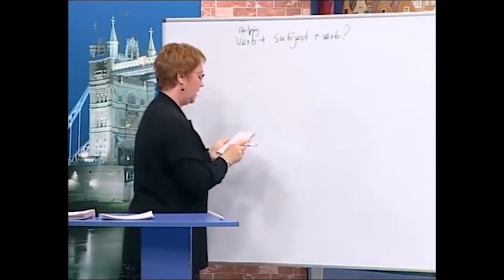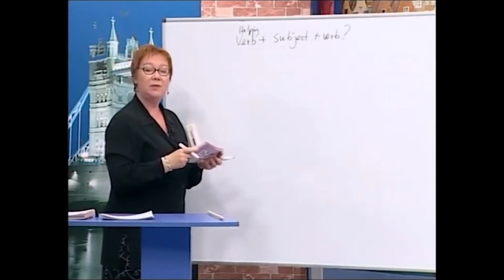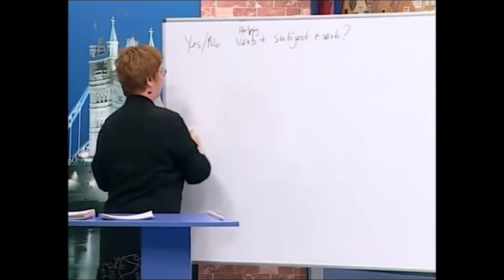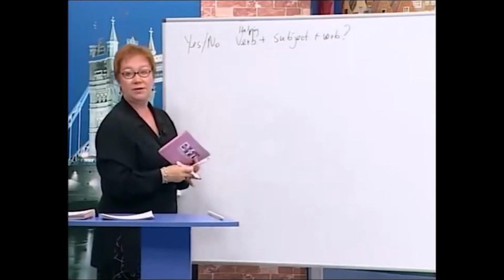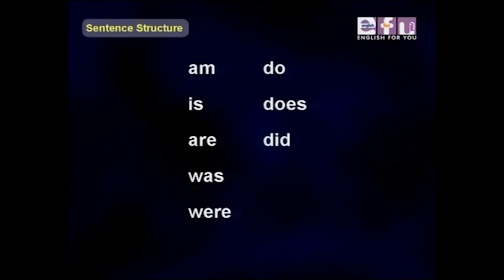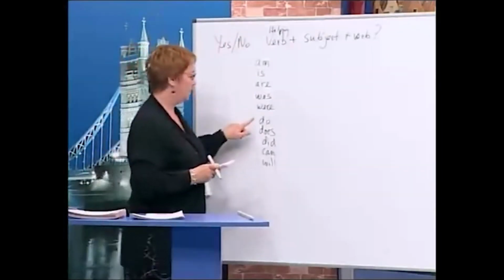Okay, now, let's look at some of the verbs that we use to begin yes/no questions. Okay, here are some of the words that we use to begin these questions. Am, is, are, was, were, do, does, did, can, will. Okay, now, here are some examples. Here's one with do.